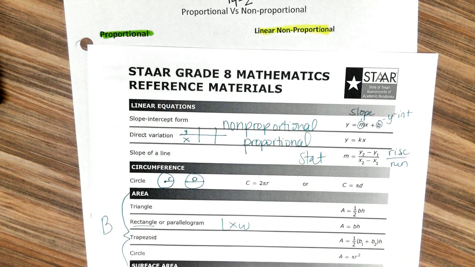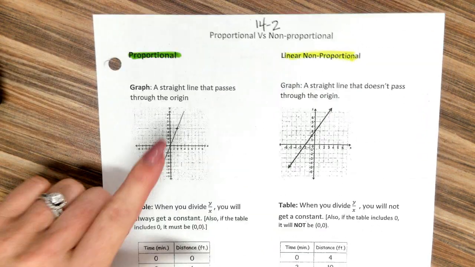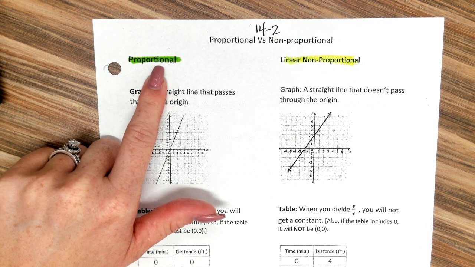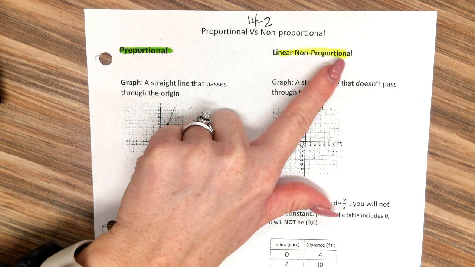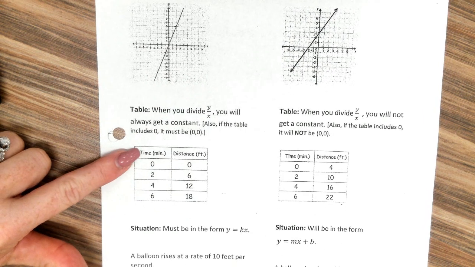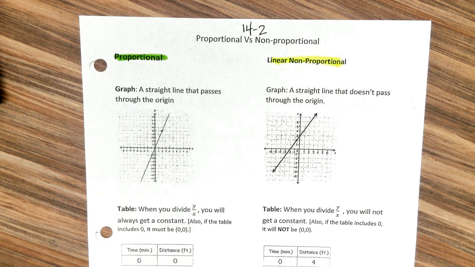Does everybody see that? Everything on the left side of the page is proportional. I need y'all to look, because I'm not going to help you once you get your assignment. It is all on here. Everything on the right side is non-proportional. So we're going to look at the difference between graphs, tables, and word problems. And we're going to be able to identify, looking at it, if it's proportional or non.